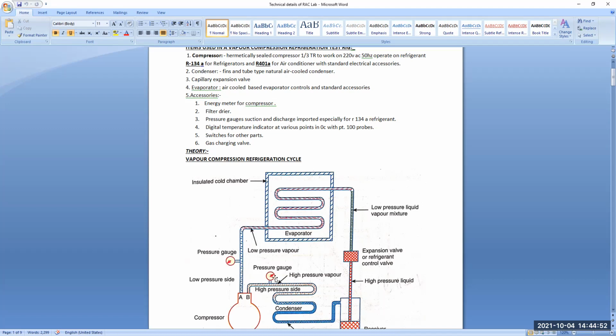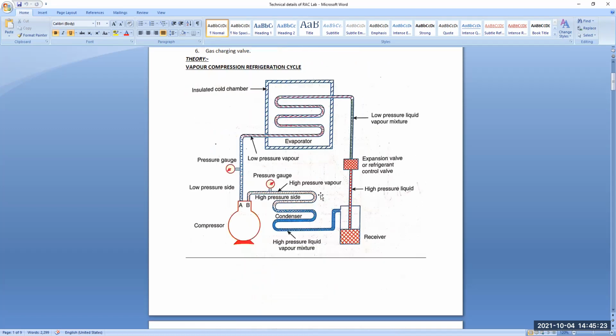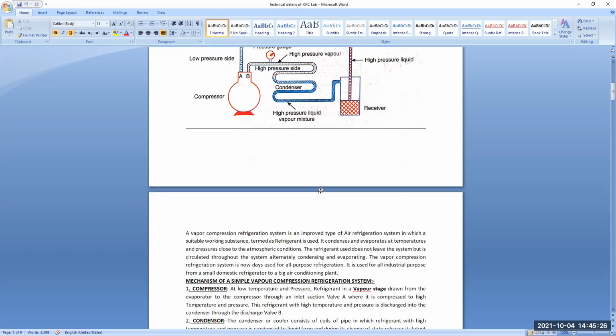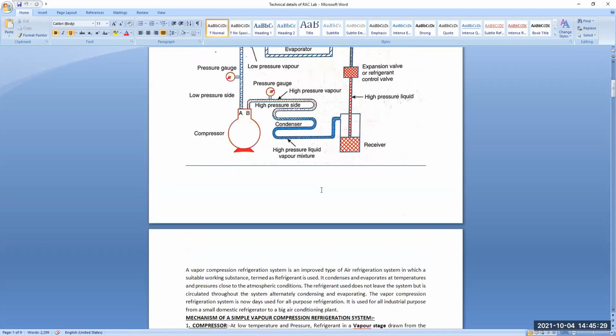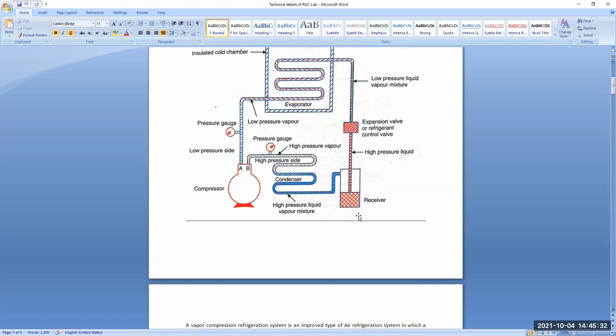What is the low pressure side pressure? What is the high pressure side pressure? Digital temperature indicators give the temperature at different points. Switches are there for starting and closing the system, and throttle valve. And we have the gas charging valve, which can be used to charge additional gas if it is less than our requirement. Let us show that video once again to clarify this portion.